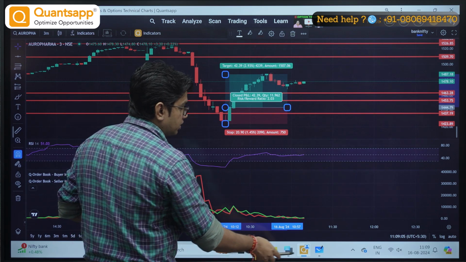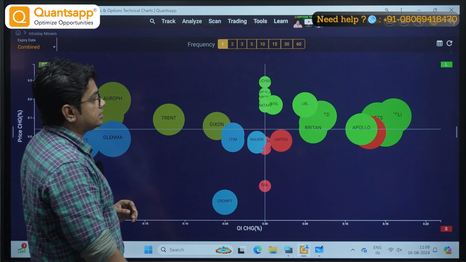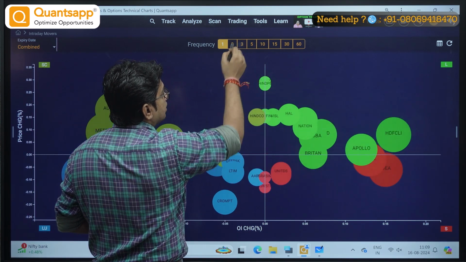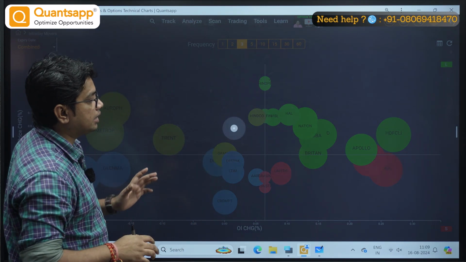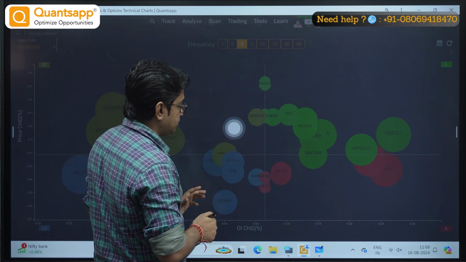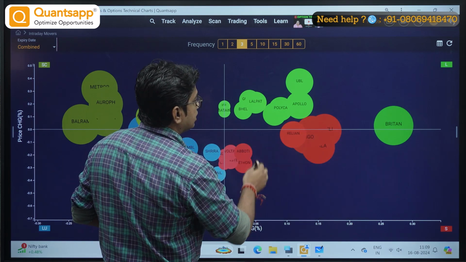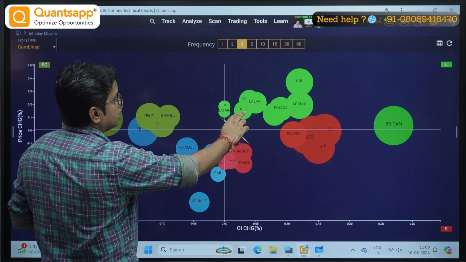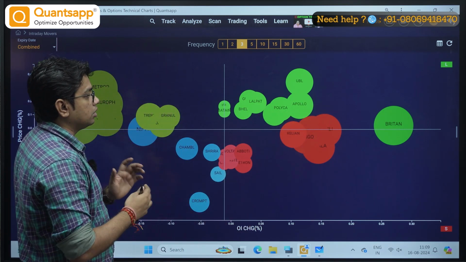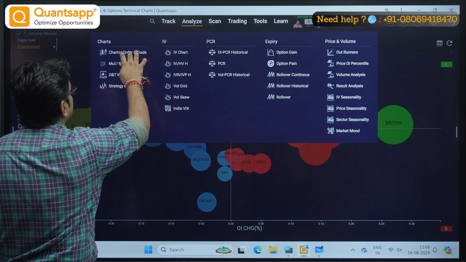First mark the levels, then go to track, select intraday movers, and see in which stock the long build up is there. You can select the timing. I usually go with the 3 minute, that is why I am choosing the 3 minute time frame. In the 3 minute time frame you can see Lalpath, Polycab, Apollo, UBL, these are giving me long build up. So Lalpath, Polycab, Apollo, I can check.